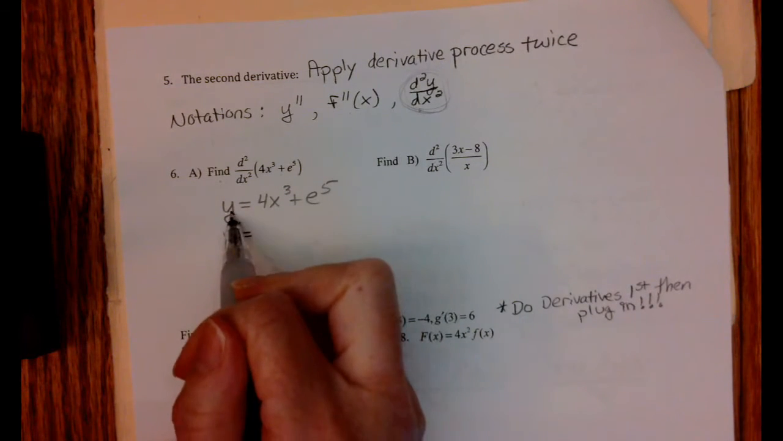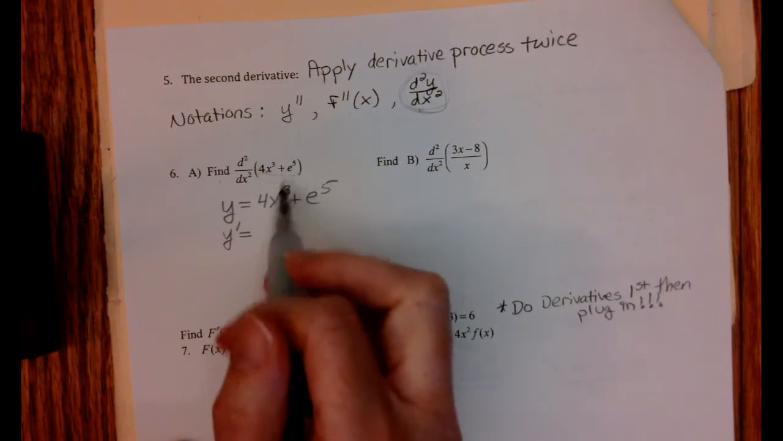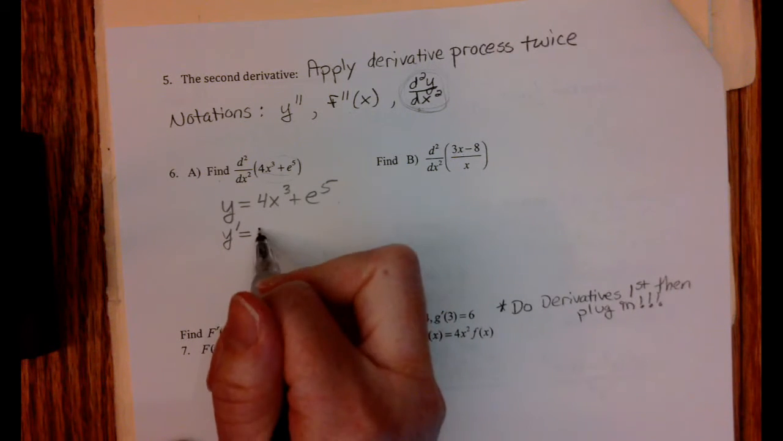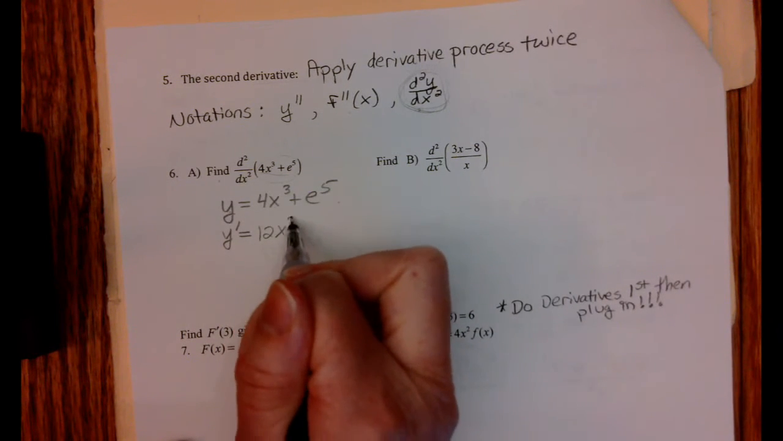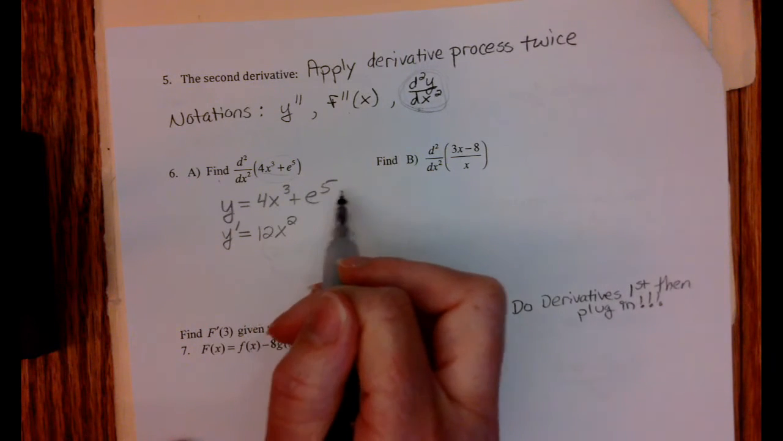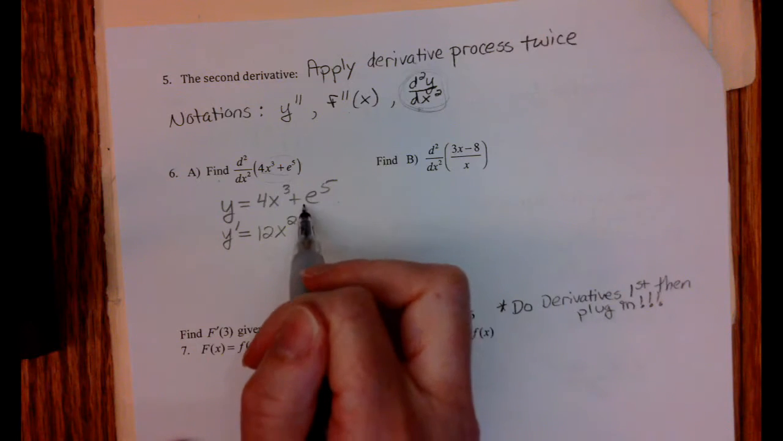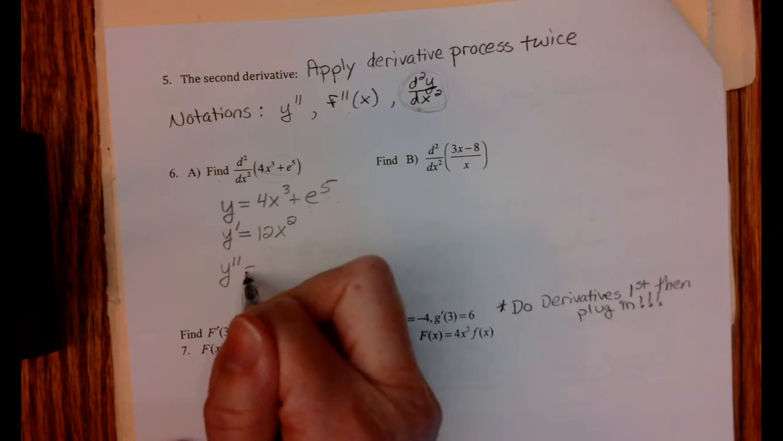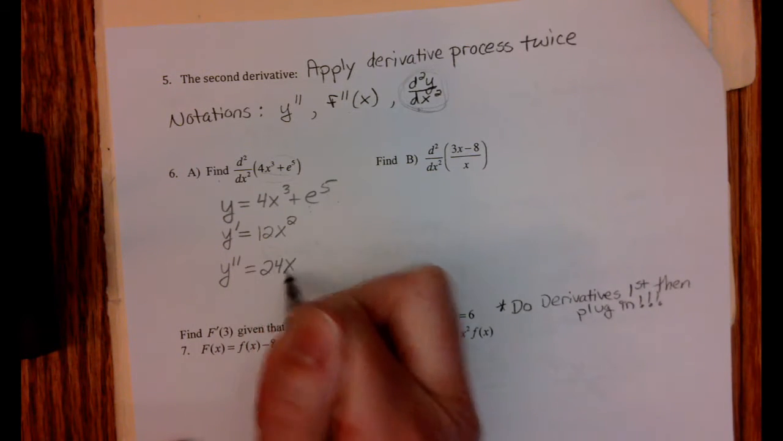So I'm switching it so that y is equal to this expression. Then I'm going to say y prime and then go for the derivative. You would get 12x to the second, and then that's it. Because e to the fifth does not have an x, so this is considered to be a constant. Then y double prime is equal to 24x.